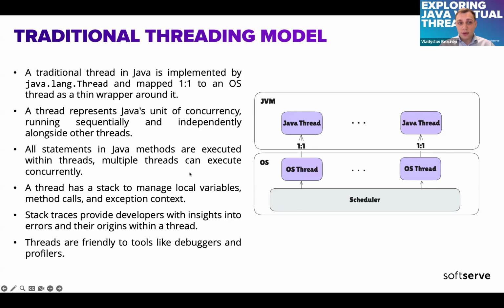Multiple threads can execute concurrently, and a thread has a stack to manage local variables, method calls, and exception context. Stack traces provide developers with info about errors and about the origin of those errors, which is more important. And threads are friendly to tools like debuggers and profilers. So in this schema, let's remember it for a while. We have this one-to-one mapping.